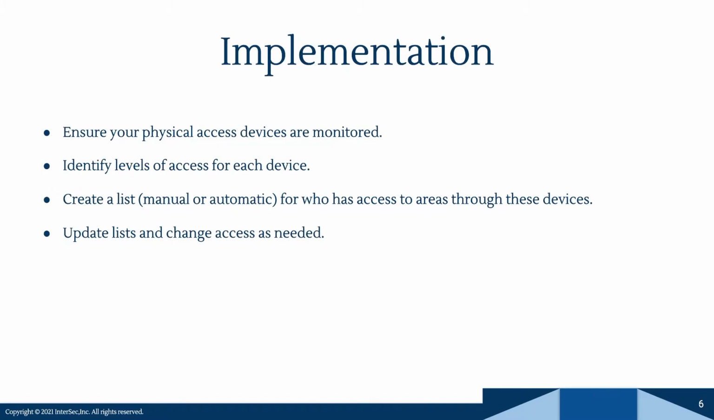Here is a little checklist that you can use to see if you are working towards achieving this practice. Ensure your physical access devices are monitored. Identify levels of access for each device. See that if in a certain area, do you have a lock to get access to a lot of FCI, or do you have a key card with a bit more implemented process to get access to that information? Create a list, whether it's manual or automatic, whichever works, for who has access to areas through these devices so you can manage them appropriately. And then most importantly, update these lists and change access as needed.